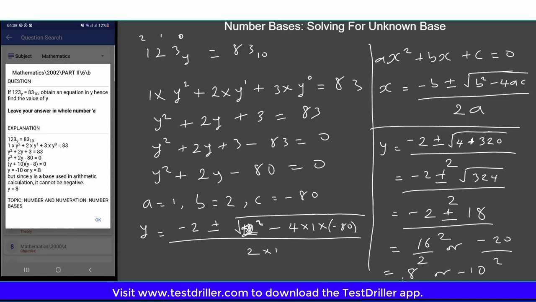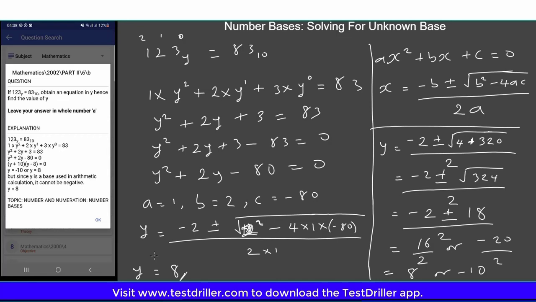When dealing with number bases, you don't take a negative value. The base of a number cannot be negative, so we accept only the positive answer as the valid result. So y equals 8. That is basically how to solve for an unknown base in a situation where it leads to a quadratic equation.